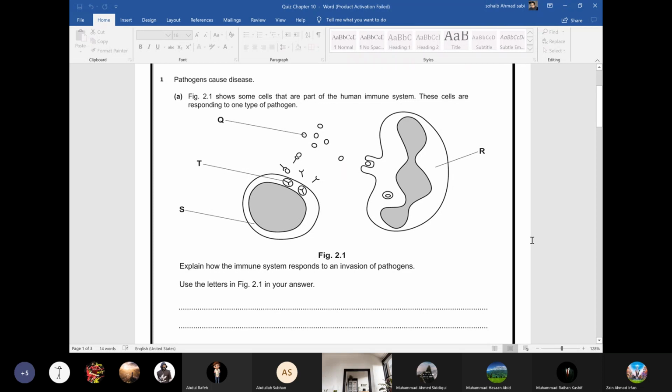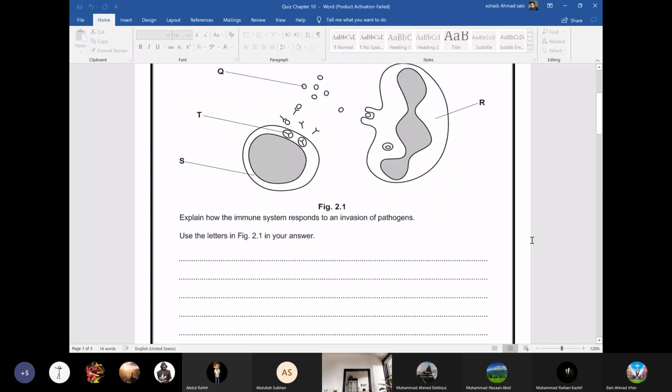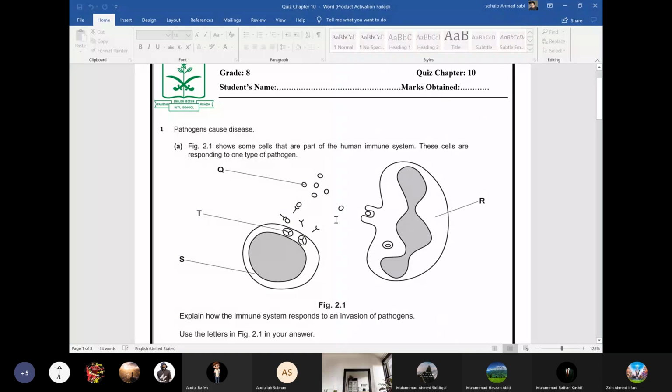Tell me, is it difficult or easy? Easy, sir. Right? So simply you just have to tell the story which we have learned several times. The only difference is that you have to use these letters which they have given to all these components of the immune system. All right.